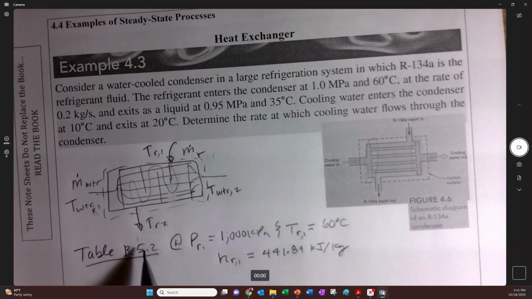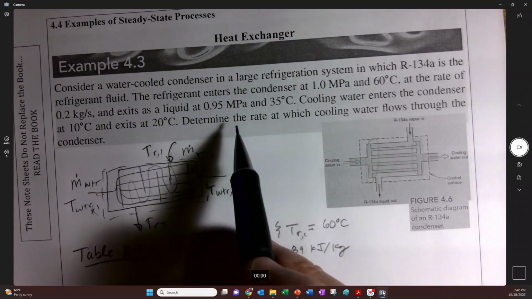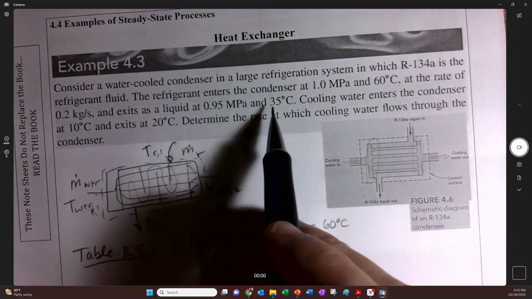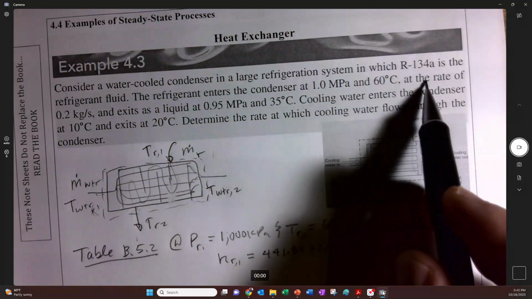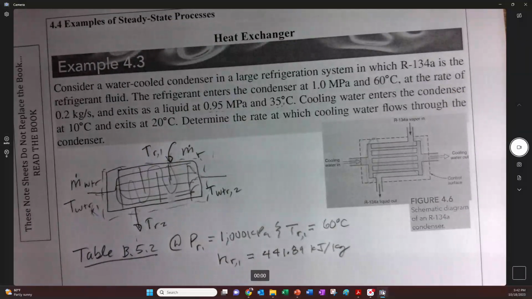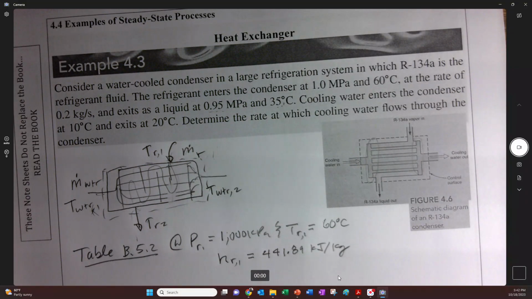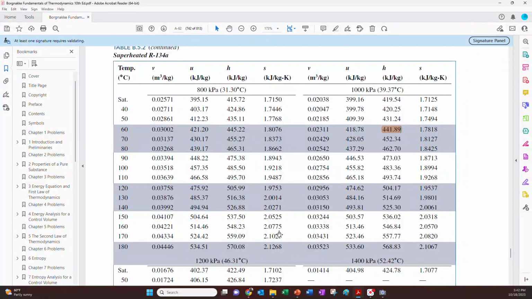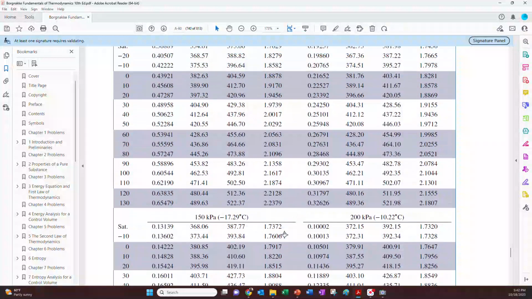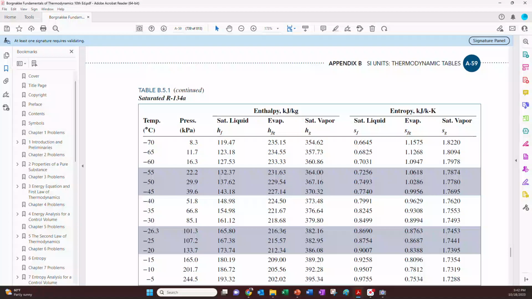And we do the exit conditions too. They didn't quite tell us all the exit conditions. Well, you know what? We're going to make an assumption maybe, and say the exit is at 0.95 and 35 degrees Celsius. Can I get that one? Well, let's see what happens. They might have been nice to us. Chances are this is going to be a liquid, right? They told us it was going to be a saturated liquid. Does it say it exits as a liquid?